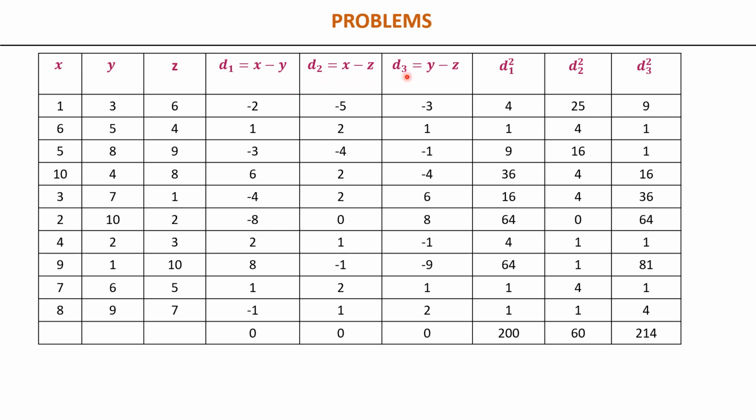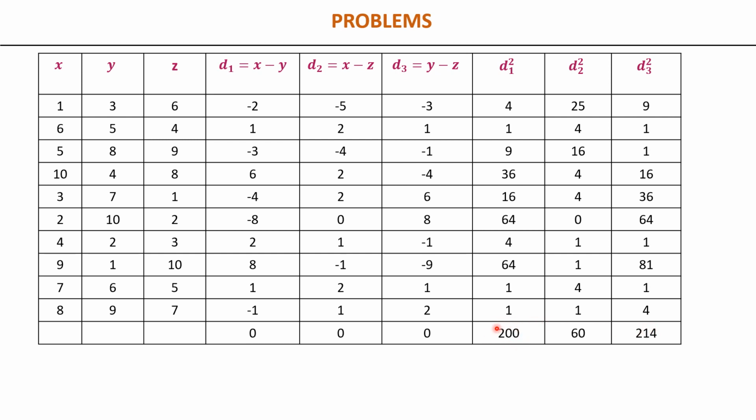So I get three Ds. I call them D1, D2, D3. Kindly note that their sum should always be 0. Before going in for the squaring, kindly ensure they are zeros. Then square the values and get the totals of D1 square, D2 square, D3 square.